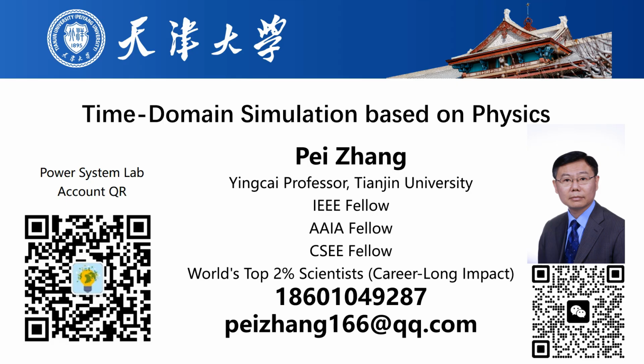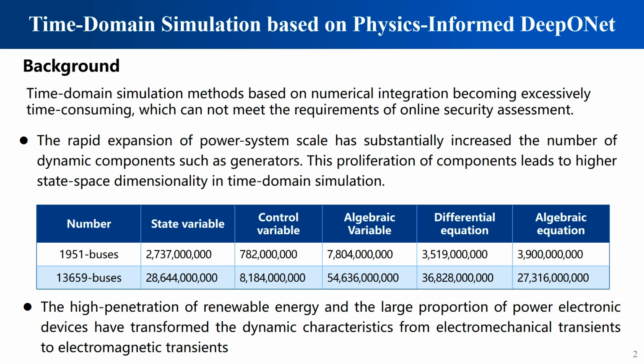The method discussed here keeps the physical structure of the swing dynamics while using a neural operator to learn the mapping from system conditions to complete trajectories. The background is a scale problem and a dynamics problem at the same time. The table compares a 1951 bus system with a 13,659 bus system. The state variables grow from about 2.7 billion to more than 28 billion. Control variables, algebraic variables, and both differential and algebraic equations also increase by roughly one order of magnitude. That means a conventional time-step simulation has to solve a very large coupled system again and again.